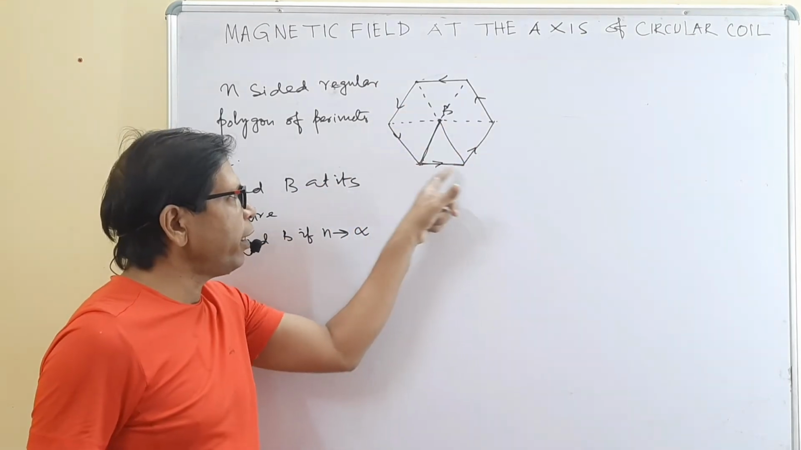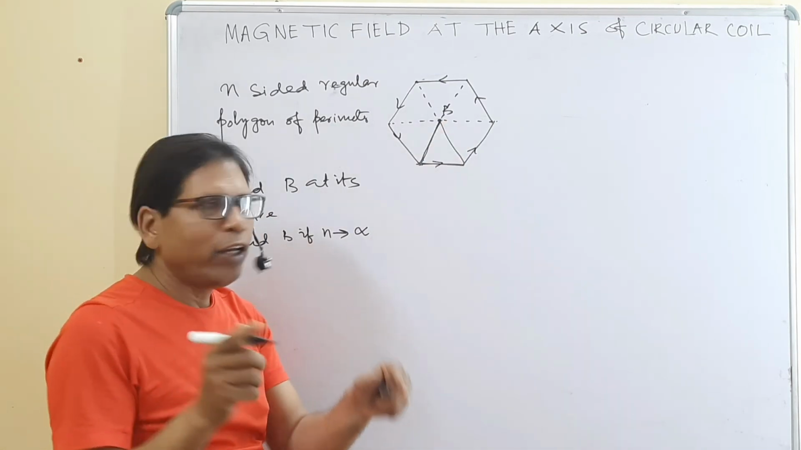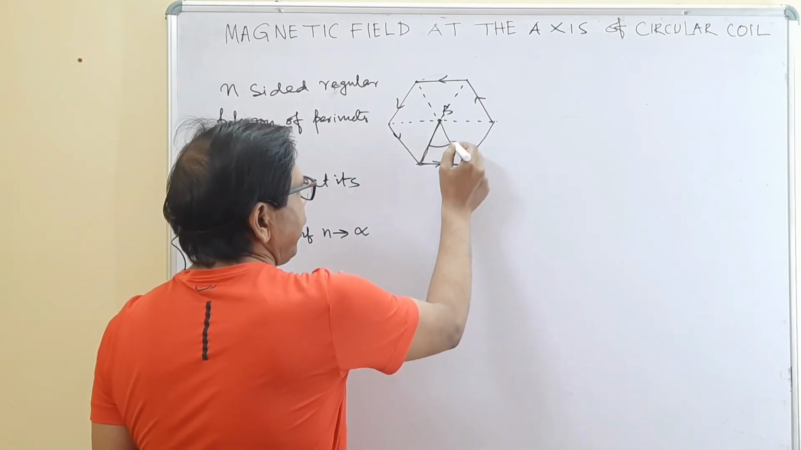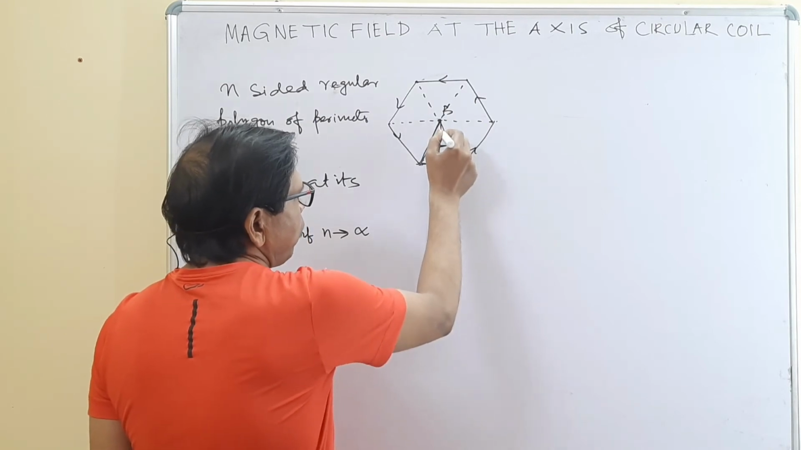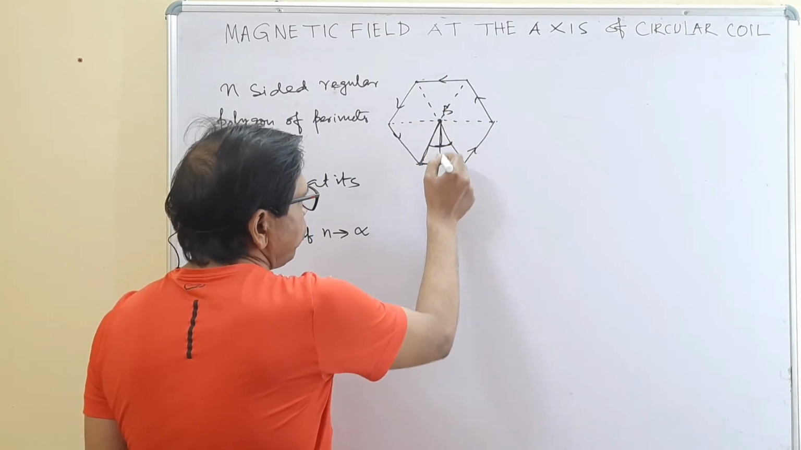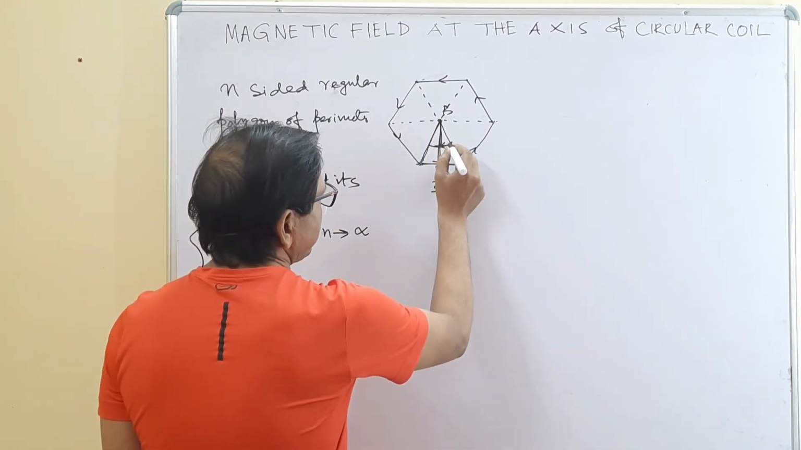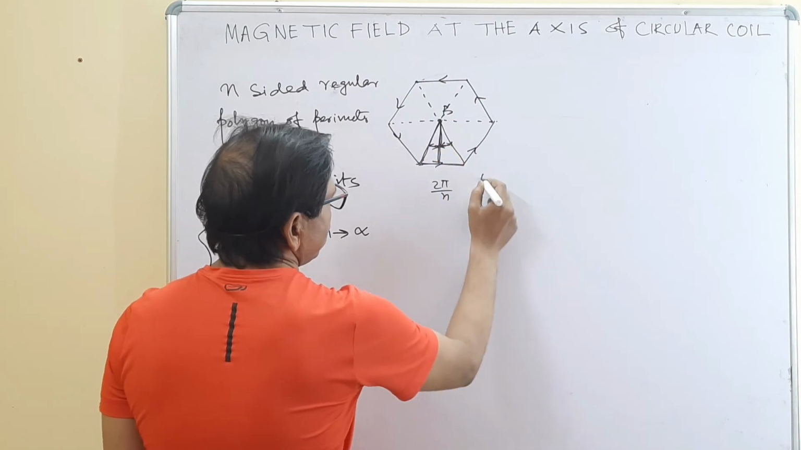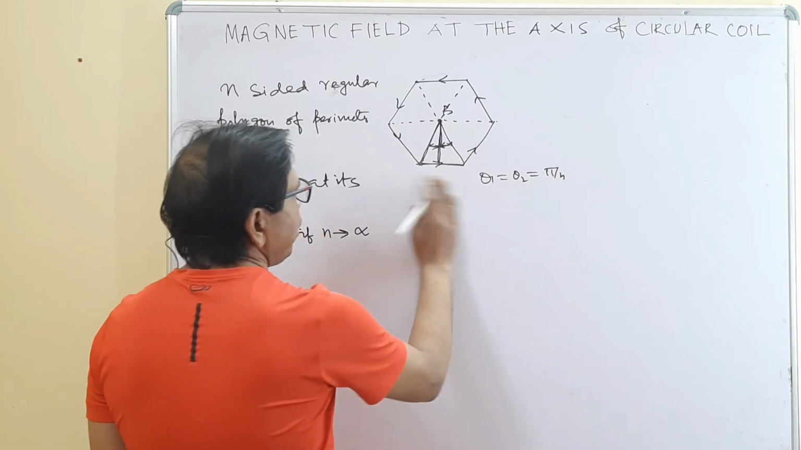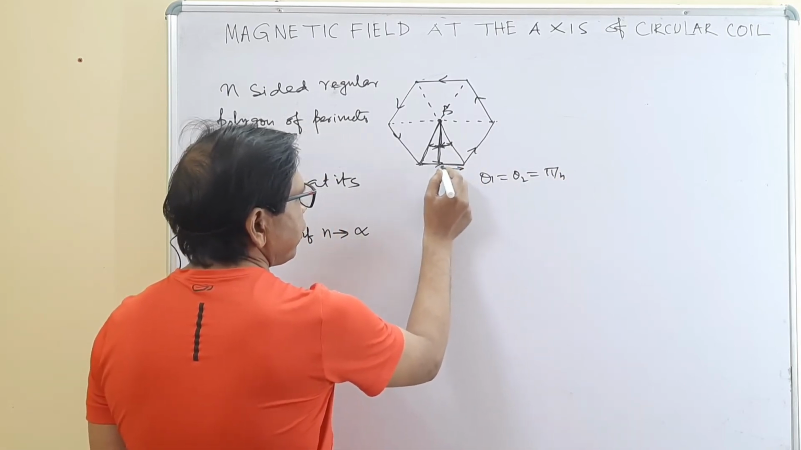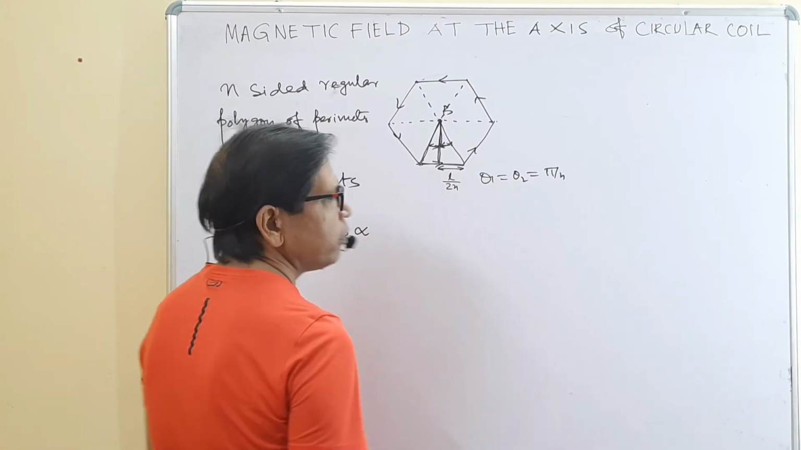Look at this, it is a triangle. The number of triangles formed here is n, so this angle becomes 2 pi by n. Now a perpendicular is drawn from this point to this point. So this small angle theta 1 is equal to theta 2, which is equal to pi by n. Now look at this distance, it is L by 2n.